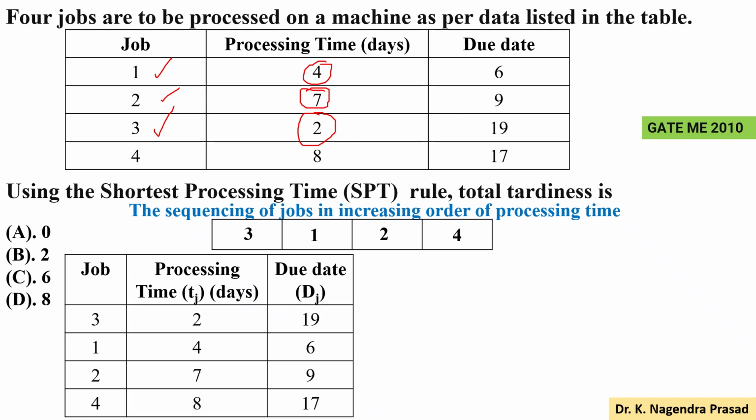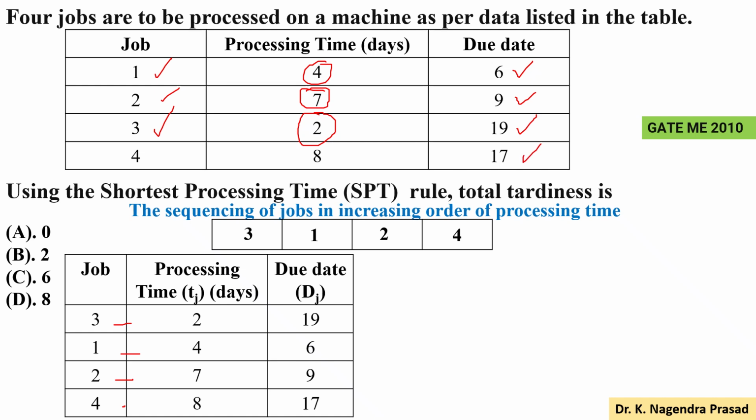So here the job sequence is 3, 1, 2, 4, and the processing time for job 3 is 2, for job 1 is 4, job 2 is 7, and job 4 is 8. And the due date for job 3 is 19, for job 1 is 16, for job 2 is 9, and job 4 is 17.